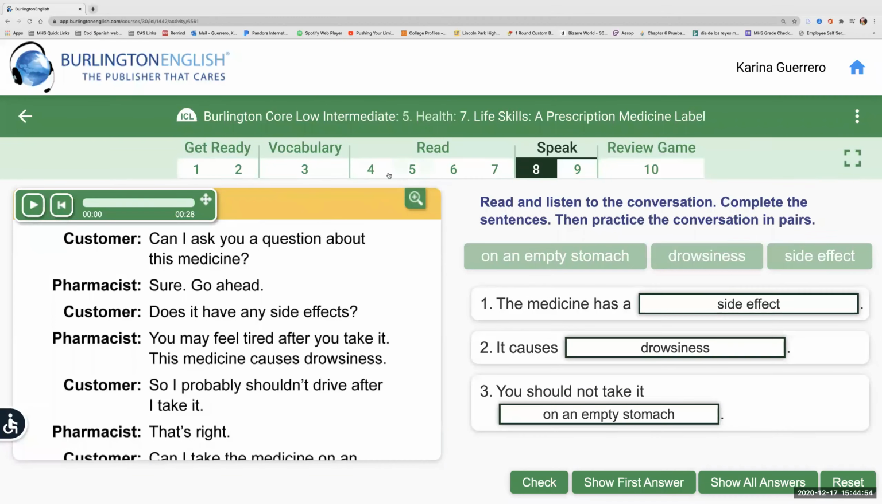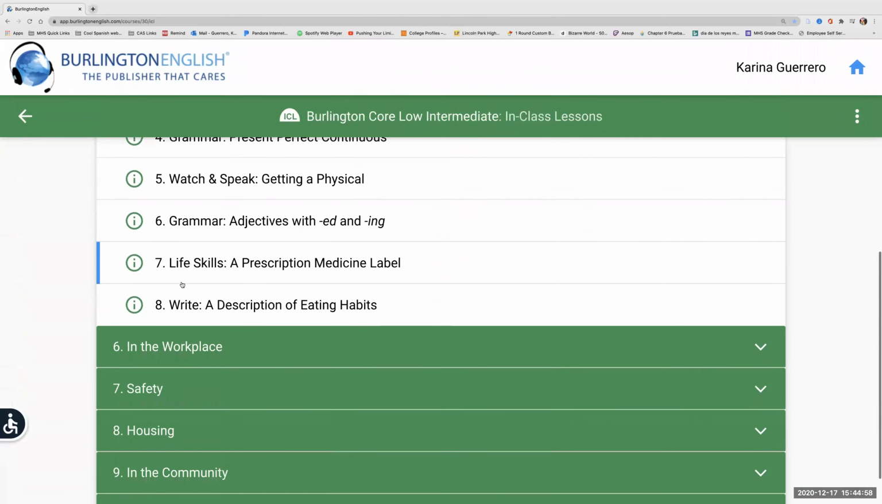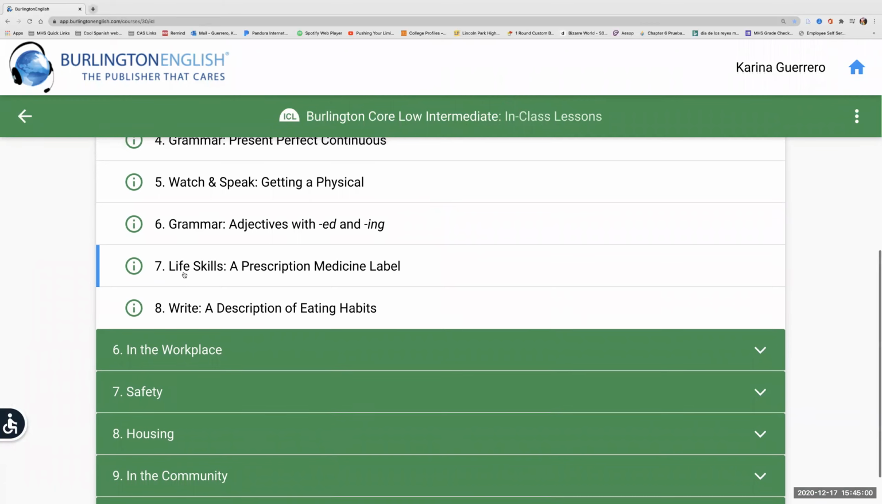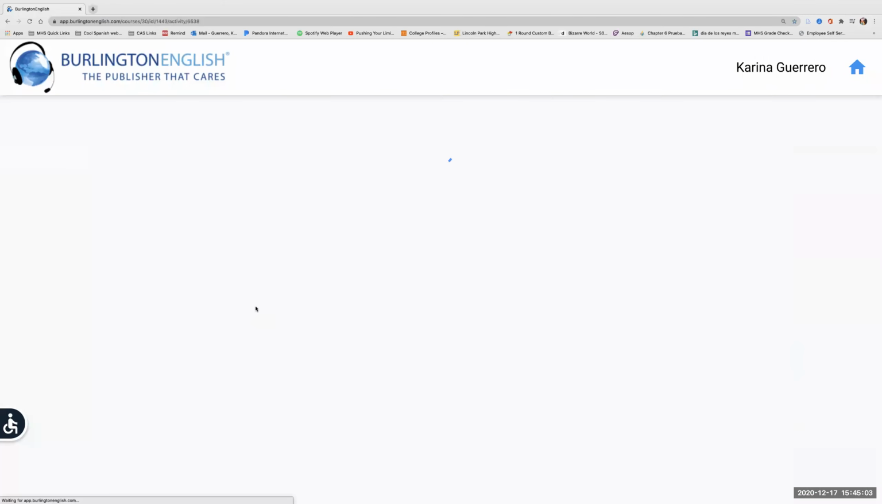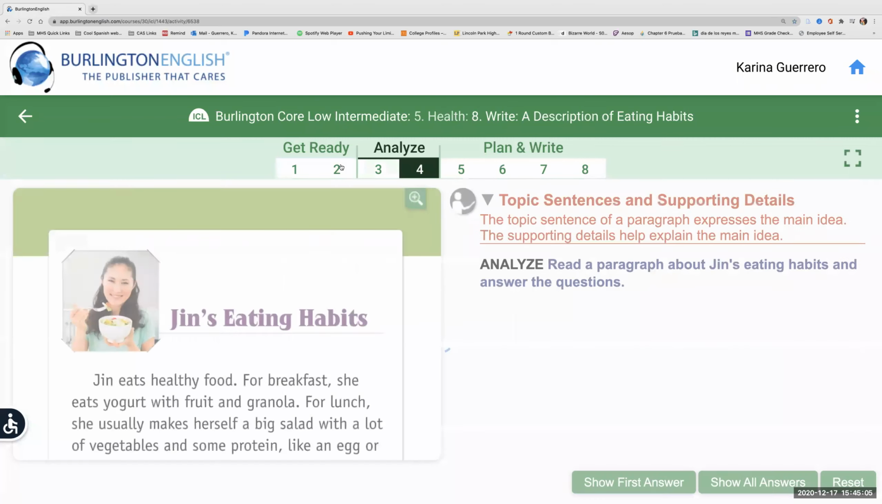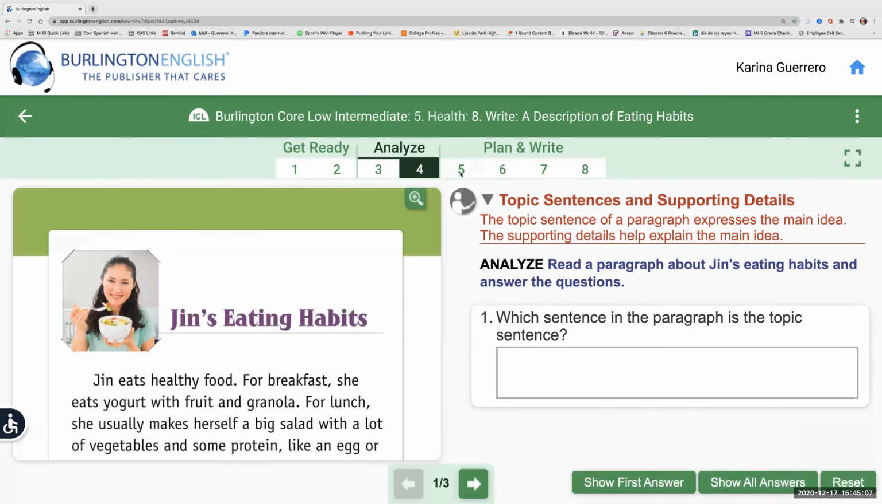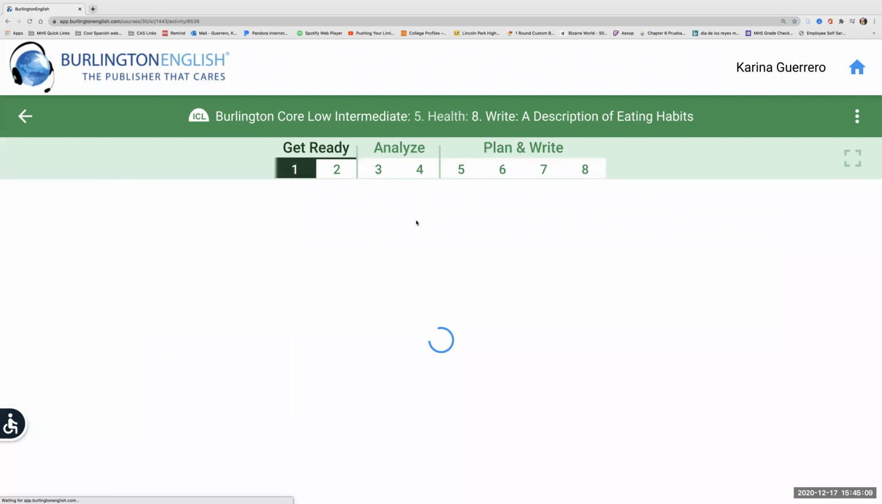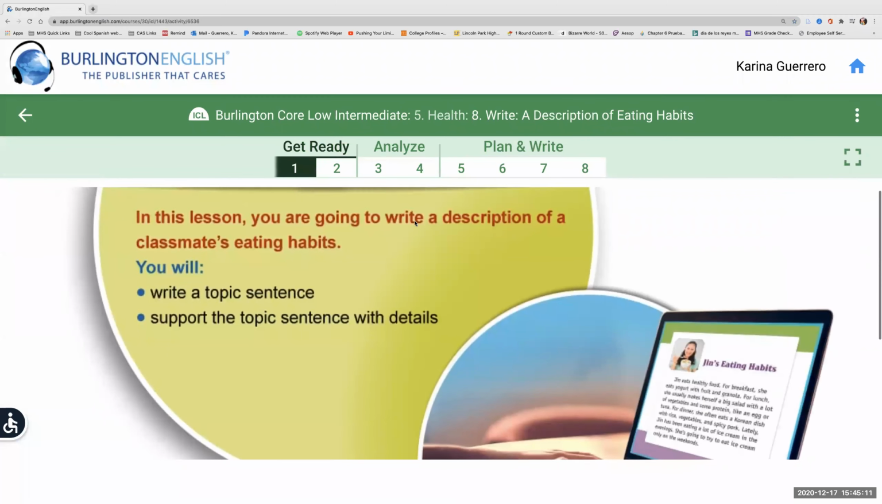So for our lesson for health, we are done with part number 7, which is life skills. And really quickly, this part, we're not going to do for now. I want to make sure that we practice.